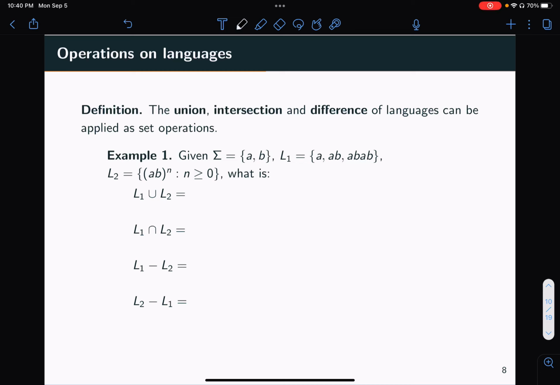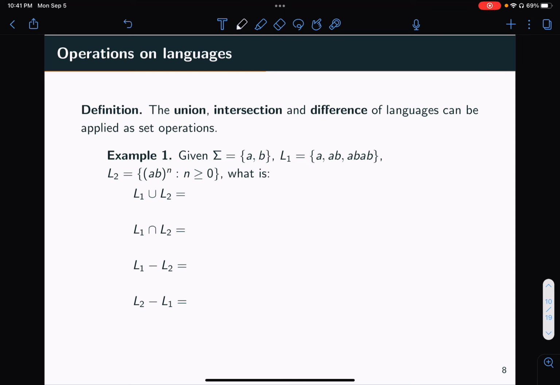Okay, welcome back everyone. So in this video, we'll be talking about operations on languages. We've defined what a language is. It's a set of strings over a given alphabet. Now we want to see what kind of operations we can apply to languages. Some of the same operations that we apply on sets can be applied to languages.